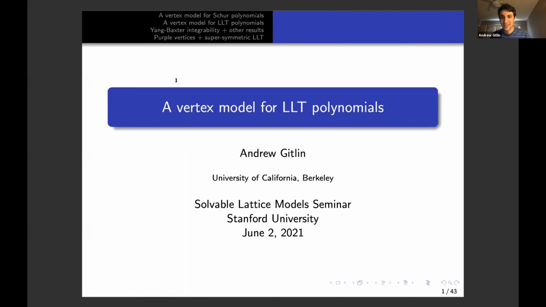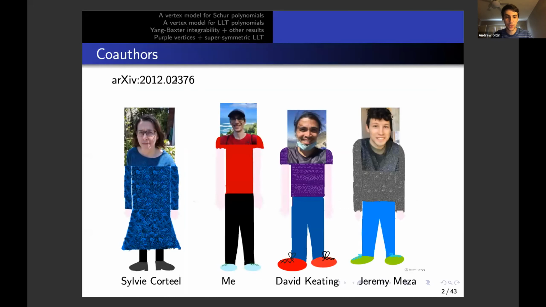Okay, and as Slava mentioned, I'm going to be talking about a vertex model for LLT polynomials. This is based on joint work with Sylvie Corteel, David Keating, and Jeremy Meza, and all of us are from that university across the bay, UC Berkeley.